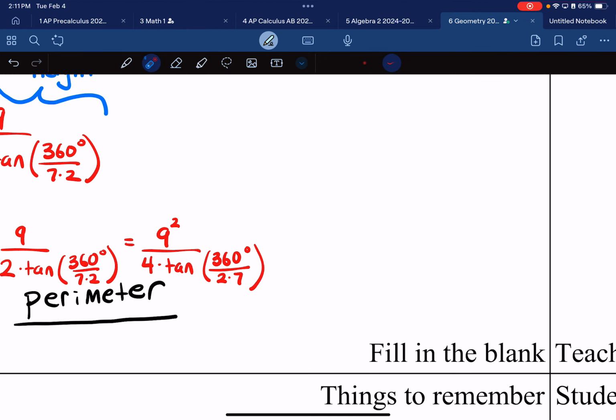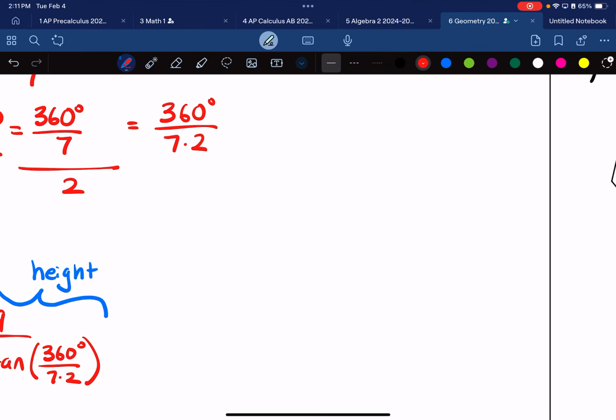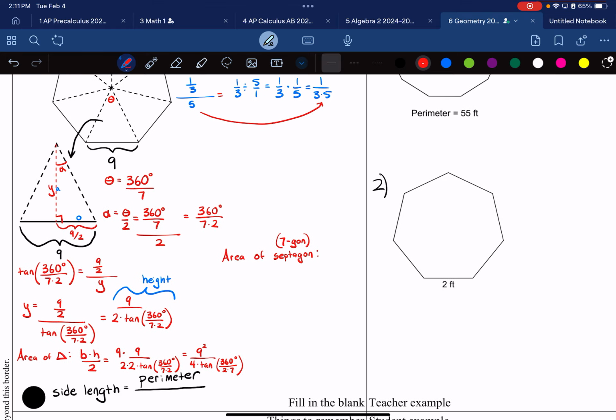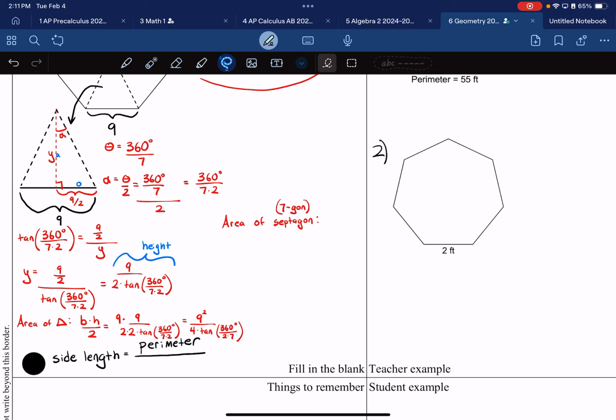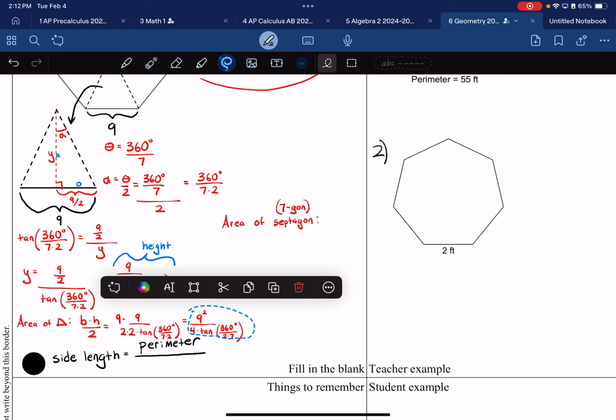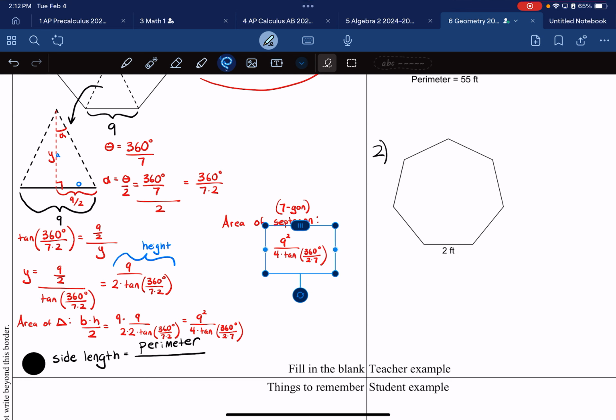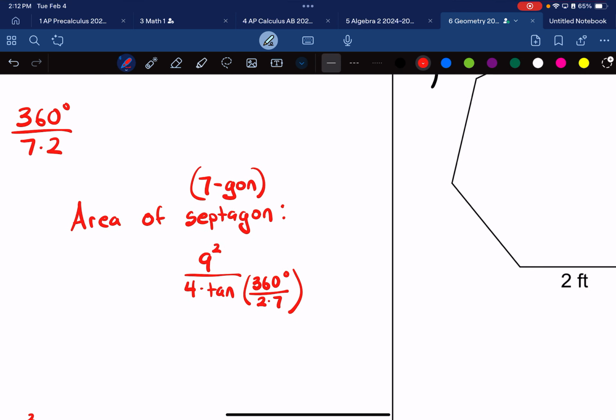So from here, I can come up here and say, now the area of my septagon. And if you didn't know the word septagon, that's the word for a 7-gon, a polygon with 7 sides. The area of the septagon, I take the area of my triangle, which I can go ahead and copy paste, this area right here, and I multiply that area by 7. So I can say times 7, and I'm done.